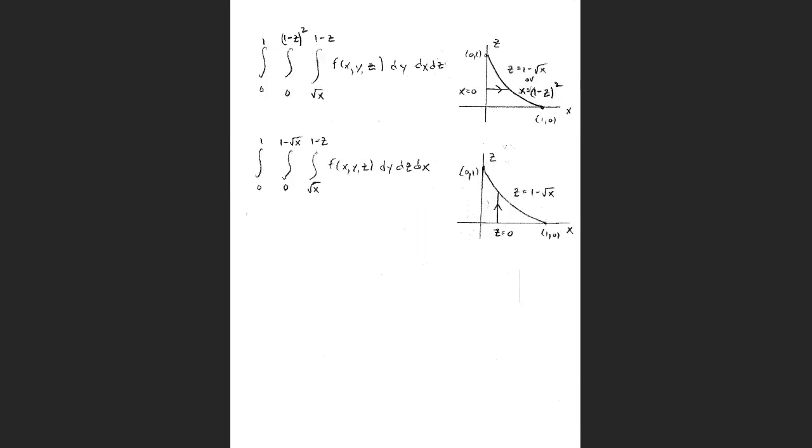The surface on the left is y equals root x. The surface on the right, we would write as y equals 1 minus z. And then if you project this solid into the xz plane, you're going to get a parabola. This is the scenario that you're looking at.